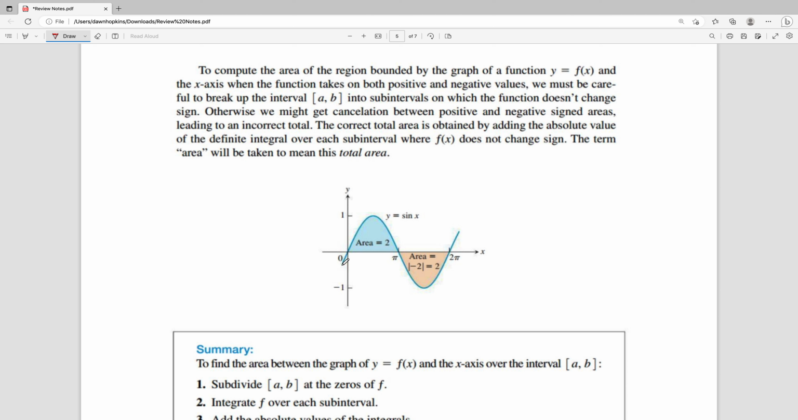And just like in this picture here, which is looking at the function y equals sine of x from 0 to 2 pi, you can see the positive area and the negative area would cancel each other out. So if you were to integrate from 0 to 2 pi, you would get a 0. If you want to find the total area, you would need to look at the absolute value of these individual areas. And to do that, you'd have to set up two integrals, one from 0 to pi and the second from pi to 2 pi. Find those two areas, take the absolute value of each, and you can find that the total area would be 4.